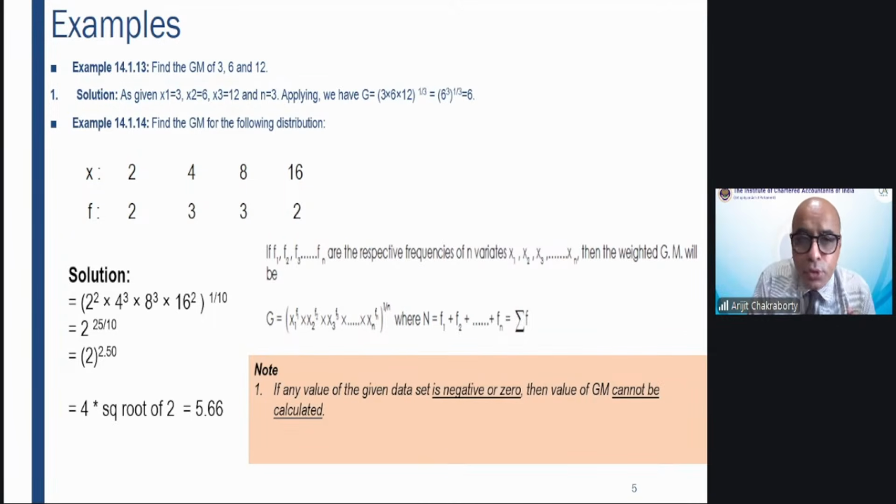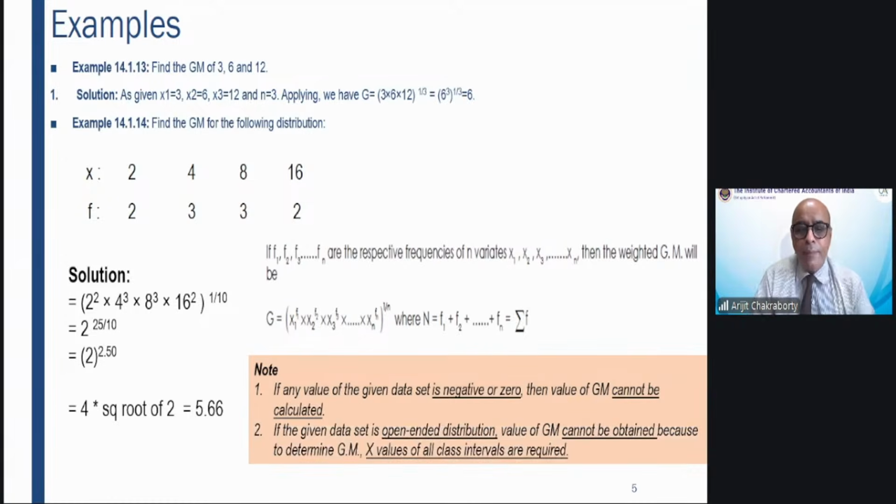Similarly, in case of geometric mean, if any of the values in the given data set is negative or 0, then GM, the geometric mean, cannot be calculated. Now, you can call this a particular limitation or maybe a disadvantage of GM, but it is a fact. Similarly, if the given data is an open-ended distribution, then the value of the GM, the geometric mean, cannot be obtained.